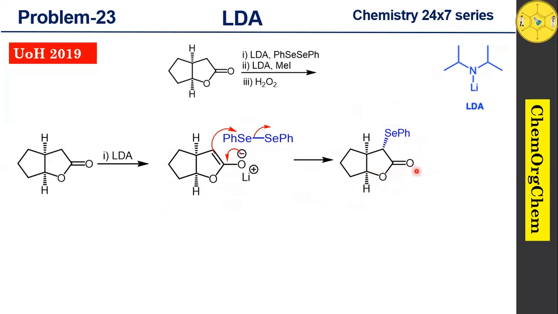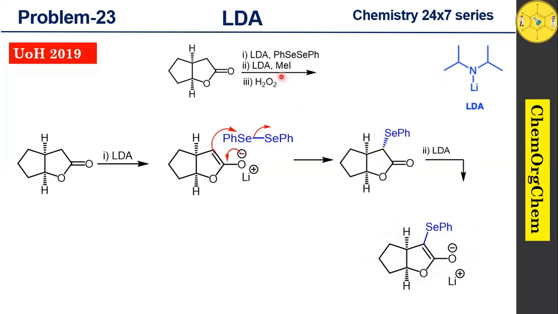The next step is again reaction with LDA. Here you see this intermediate has one more acidic proton. When you use LDA, it readily abstracts this acidic proton, resulting in the generation of the corresponding enolate ion. Once you generate this enolate ion, you see the stereochemistry of the phenyl selenium species is lost, resulting in the generation of this enolate ion.